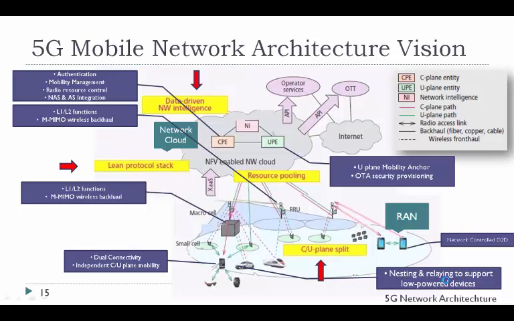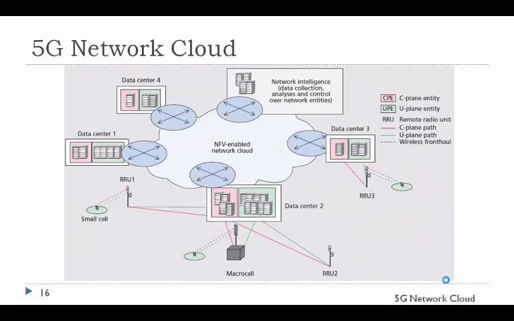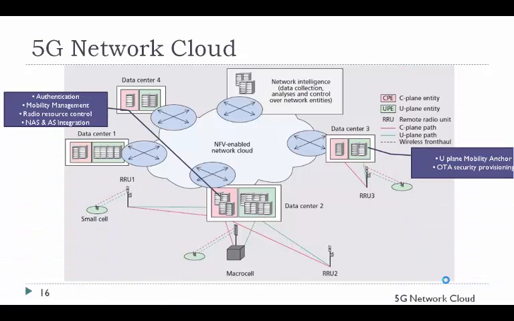Further, we will discuss some more points about the network cloud. The physical realization of the network cloud could be tailored to meet various performance targets. For example, instances of user plane entities and control plane entities could be located close to the base stations to meet the needs of latency-critical services.